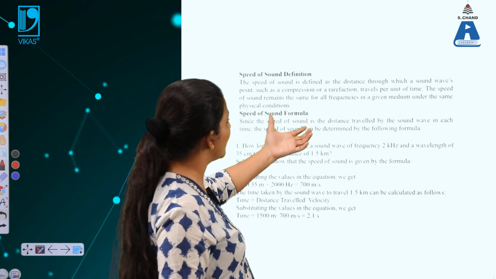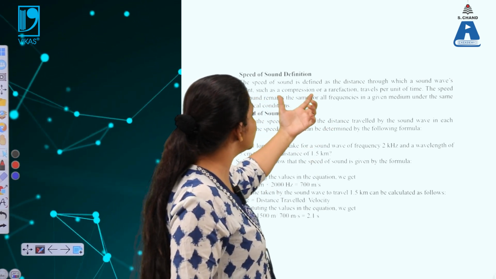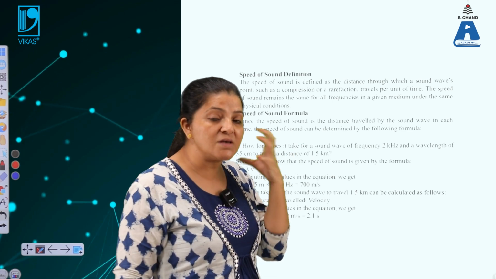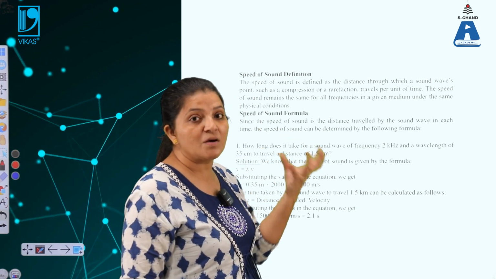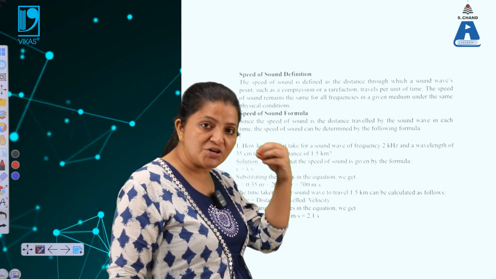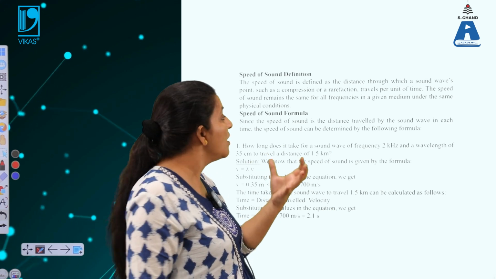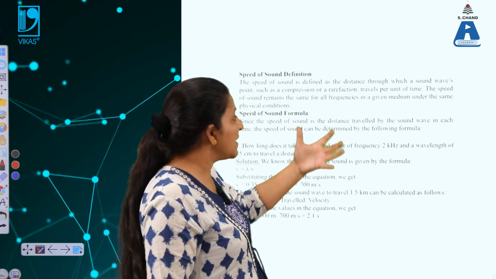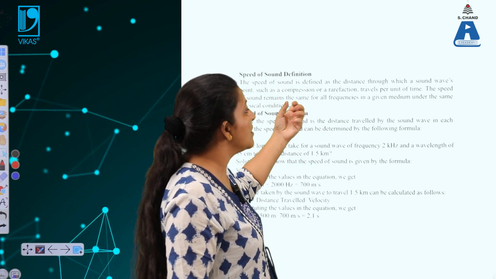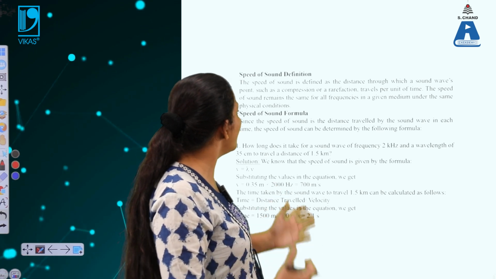That means the speed of a sound wave is defined as the distance through which a point on the sound wave, such as a compression or rarefaction, travels. We know that on our ear we feel some pressure. This pressure can be compression or rarefaction. Due to this application and release of pressure, our eardrum will vibrate. That's why we hear sound, and the waves associated with sound are known as sound waves. The distance travelled by such a compression and rarefaction per unit of time is known as the speed of the sound wave.